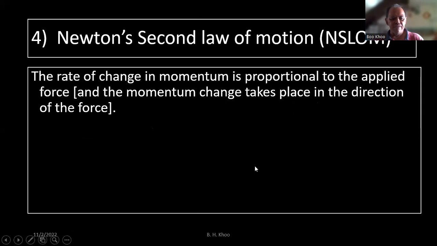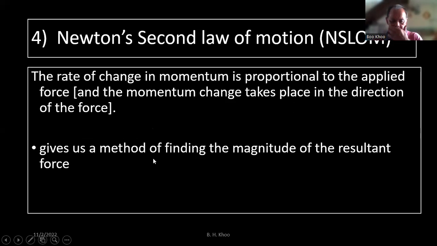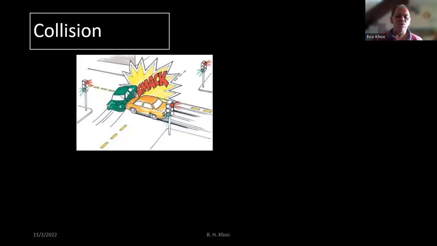Okay, you must remember, the rate of change in momentum is proportional to the applied force, and the momentum change takes place in the direction of the force. That means the momentum change and the force are in the same direction. It gives us a method of finding the magnitude of the resultant force. Then we look at collision.